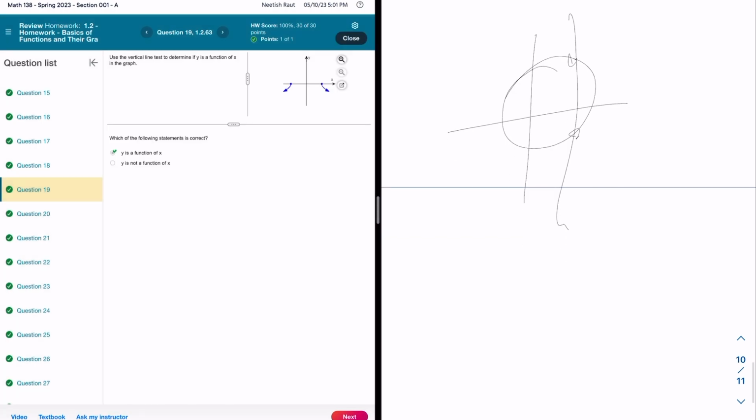Use the vertical line test to determine whether y is a function. If you draw a vertical line on this equation, this is a function, right? Because it touches only one time. It will touch only one time, so this is a function.